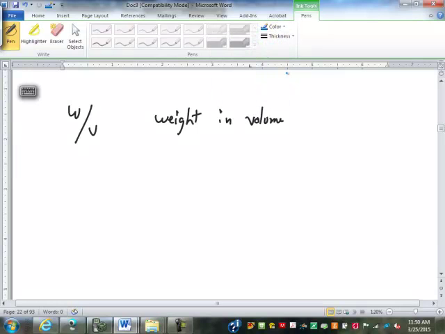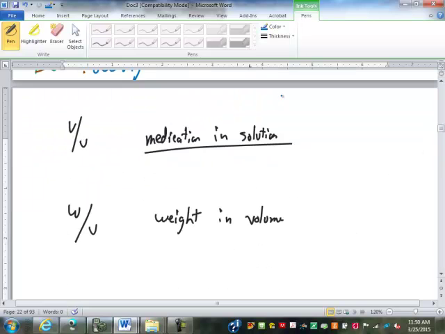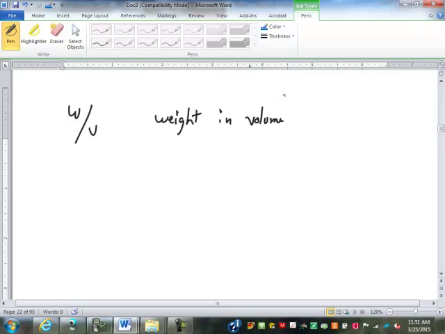Now, to make a weight in volume concentration work, we first must define the units. For the other ones, a volume in volume or a weight in weight, as long as we're using the same units for both of them, milliliters compared to milliliters, or fluid ounces compared to fluid ounces for volume in volume, or milligrams to milligrams, or micrograms to micrograms for weight in weight, the concentration works out. For weight in volume, obviously, we can't measure weight in the same units as we measure volume, so we have to define what units we're going to use.